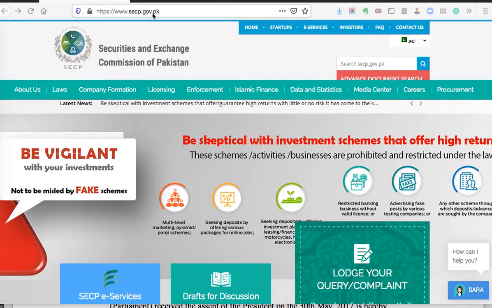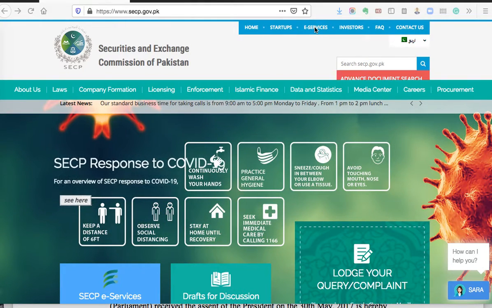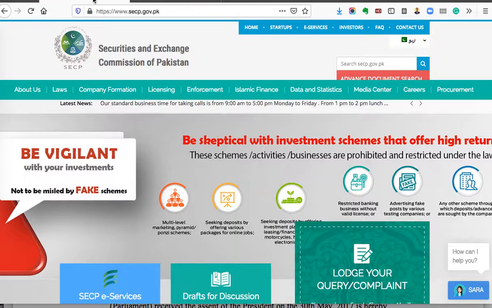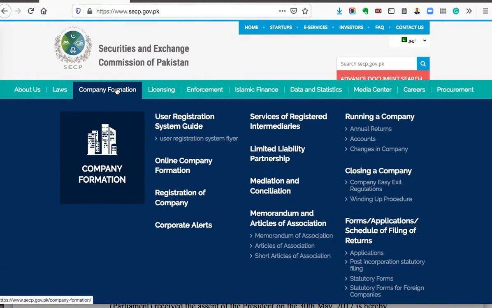This is secp.gov.pk, and all the compliance a company has to make is done through e-services. This is a self-help portal where nationals can register as well as foreigners. Once you are registered, you log in, and the different forms that have to be filled are given here, starting from the incorporation of a company. And the website is very helpful. It gives you all the details of how to incorporate a company.